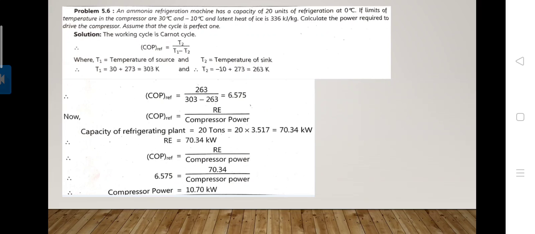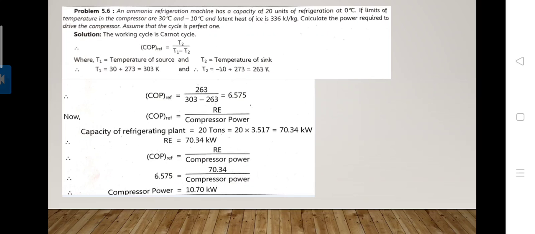Now we see the next problem. An ammonia refrigeration machine has a capacity of 20 units of refrigeration at 0 degree centigrade. If the limits of temperature in the compressor are 30 degree centigrade and minus 10 degree centigrade, and the latent heat of ice is 336 kilojoule per kg, we have to calculate the power required to drive the compressor, and we assume that the cycle is perfect.